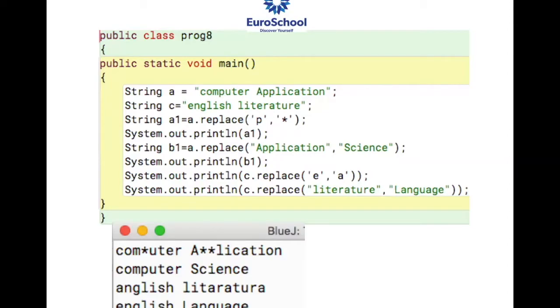Ma'am, for changing both, there will be something else, right? There are two different replaces. You can store this in one variable and then change it into another variable. Okay? Anyone else who has got a doubt?